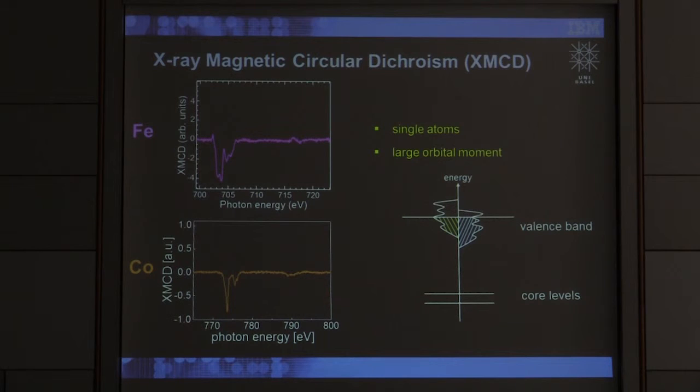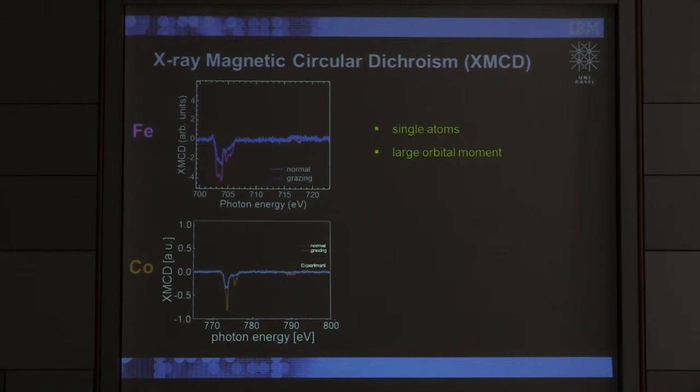And again, in a hand wavy picture, I said before, a large orbital moment is a half-filled shell. So if you have a half-filled shell, the absorption both times is easier with one polarization of your light versus the other one. The next thing that I would like to point out with these measurements is that if we change the incident beam to grazing incident, the difference is pretty large, and that means there's a large anisotropy in the system.